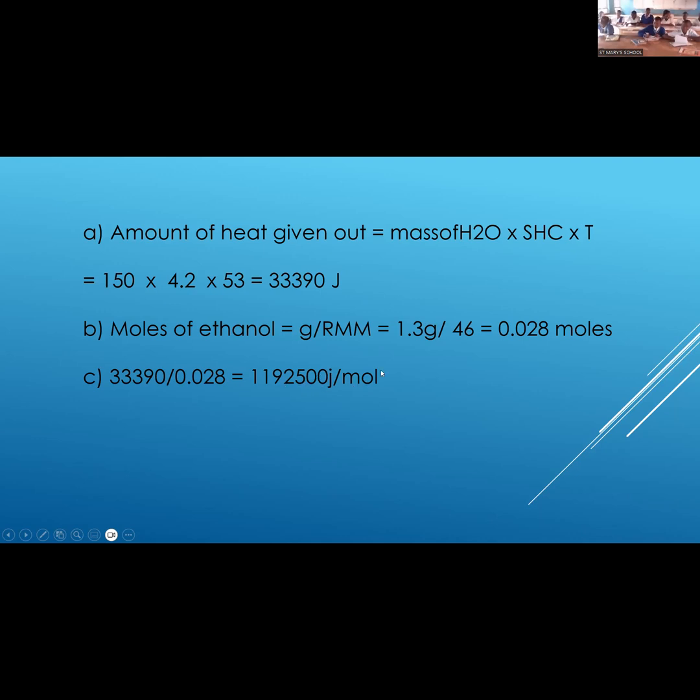So I divide by 1,000 and the answer comes out as minus 1193. Negative 1193. Why is it negative? That's because it's exothermic. Now that's really important that you remember that anything which gives out heat will have a negative delta H.